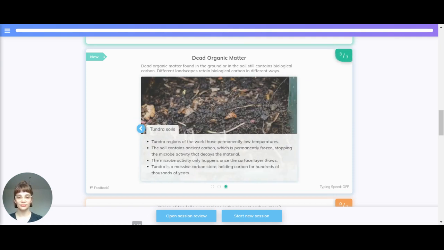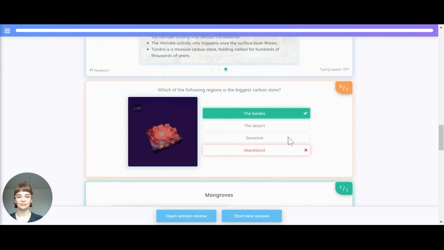Tundra soils. Tundra regions of the world have permanently low temperatures. The soil contains ancient carbon, which is permanently frozen, stopping the microbe activity that decays the material. The microbe activity only happens once the surface layer thaws. Tundra is a massive carbon store, holding carbon for hundreds of thousands of years.